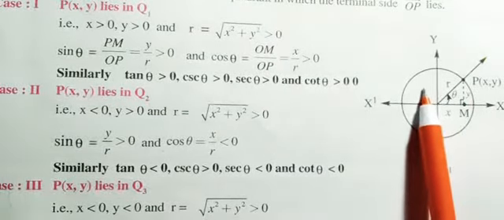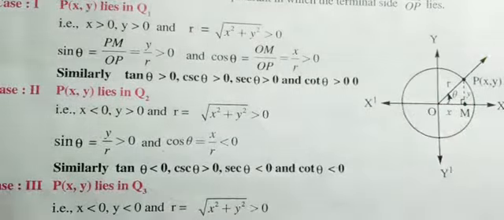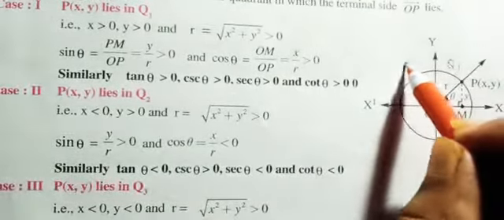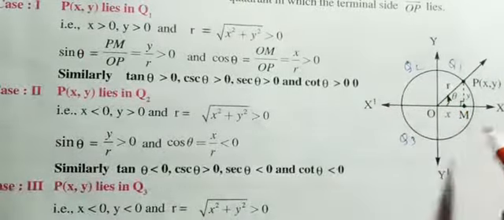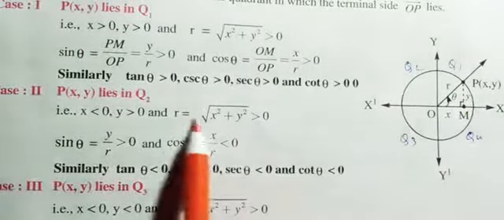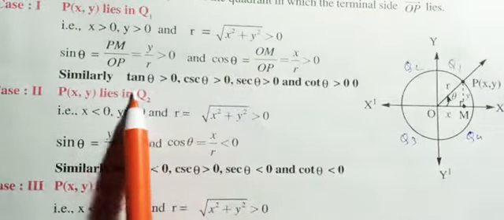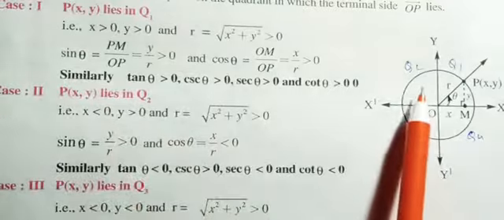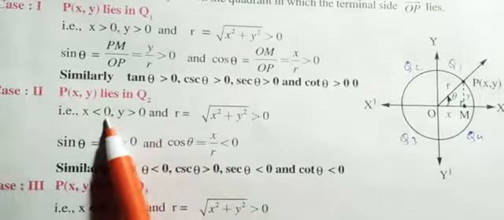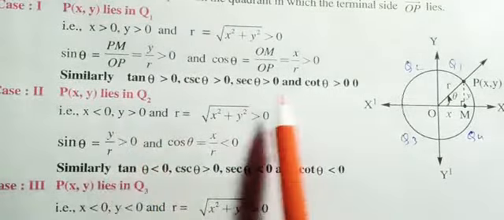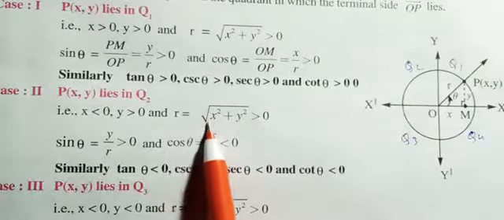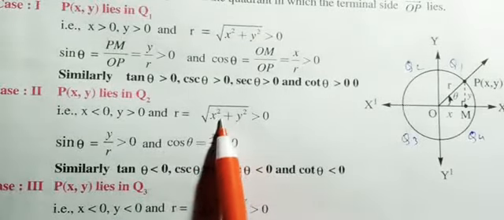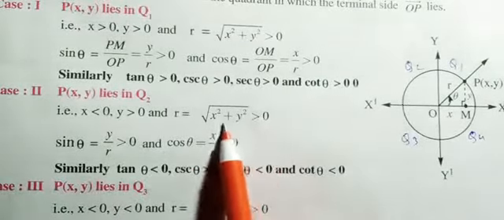Next, come to Q2. So this is Q1, next Q2, Q3, Q4. Here P(x, y) lies in Q2. If P(x, y) lies in Q2, then obviously x less than 0 and y greater than 0. Now r is equal to how much? Root over x square plus y square. That is the distance, and distance is obviously greater than 0.